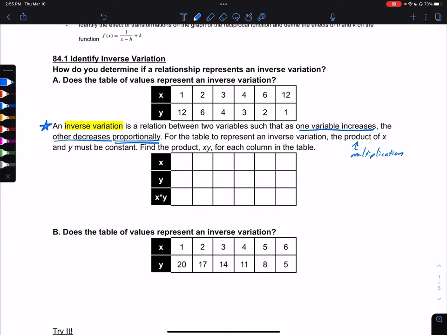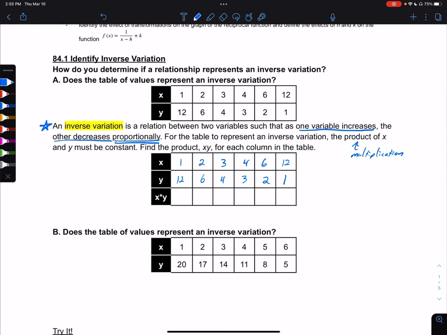So we're going to go back and I'm just going to copy the x values, so 1, 2, 3, 4, 6, and 12, and the y values 12, 6, 4, 3, 2, 1. If you notice, these are just the same numbers in reverse. That generally doesn't happen, but for this problem it does.